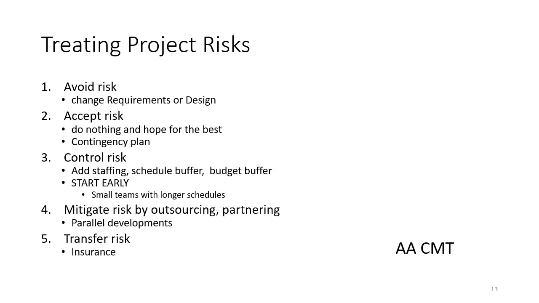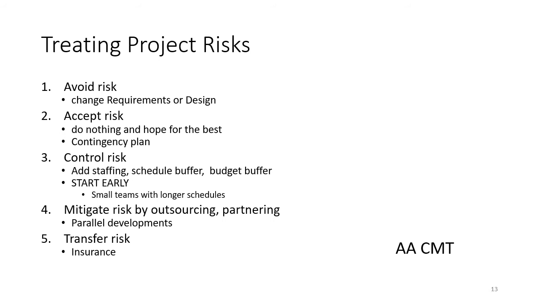All right, so the question is, how do you treat project risks? Well, here are the 5 standard ways of treating them. You avoid the risk, accept the risk. Number 3, control the risk, mitigate the risk, and transfer the risk. And together we can come up with an acronym, AACMT. So avoid, accept, control, mitigate, and transfer. AACMT. Just a couple words on each of these. Of course, the complex subject deserves a video of its own.